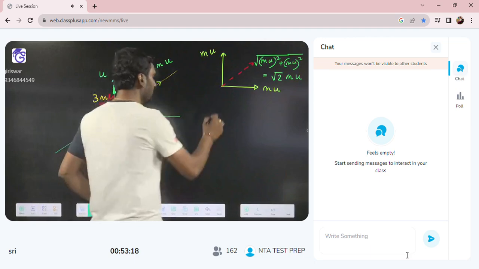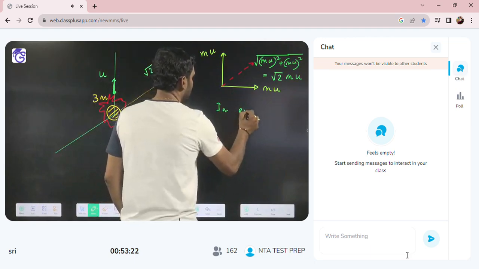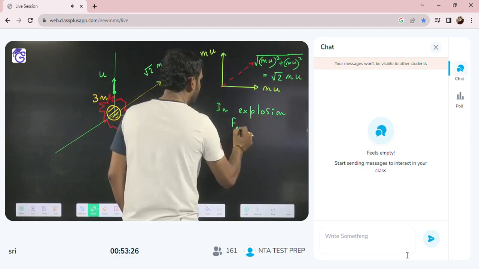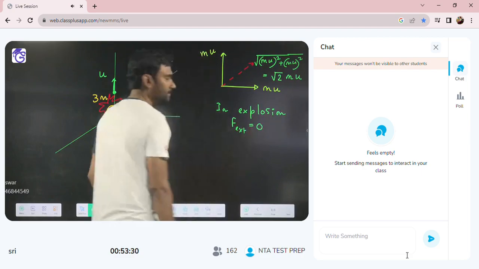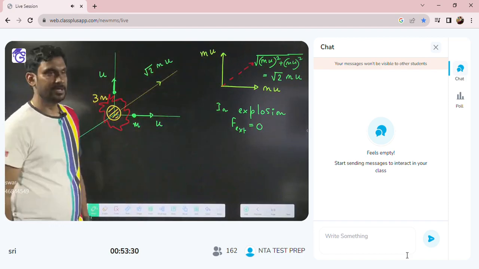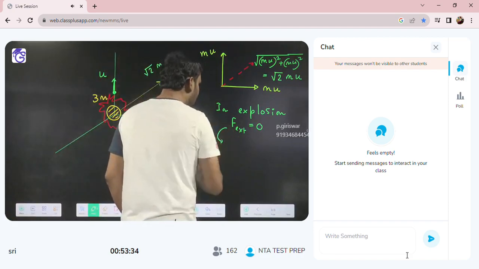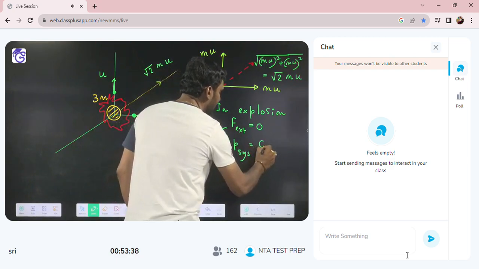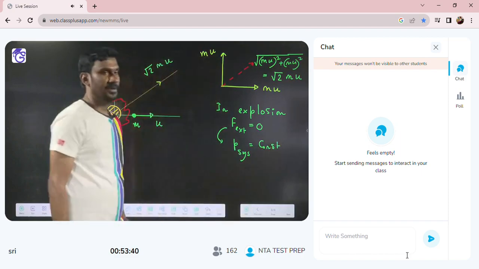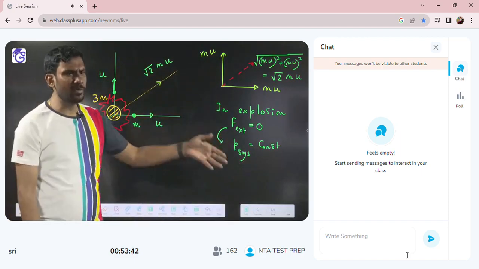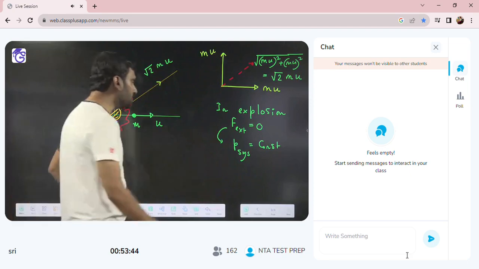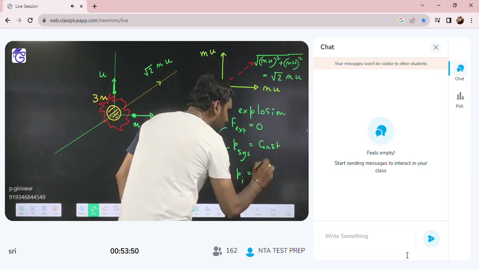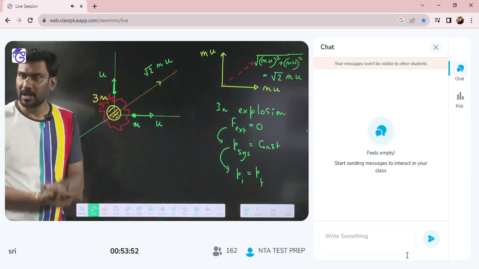Boss, in explosion, F external is equal to 0. है ना? External force is equal to 0. If external force is 0, then P, linear momentum of the system, has to be constant. Momentum will be conserved. अरे यार force 0 तो momentum conserve होगा ना यार. It means initial momentum of the system has to be equal to final momentum of the system, right?